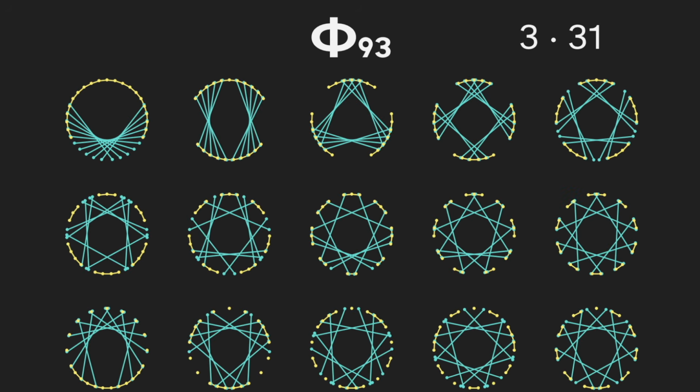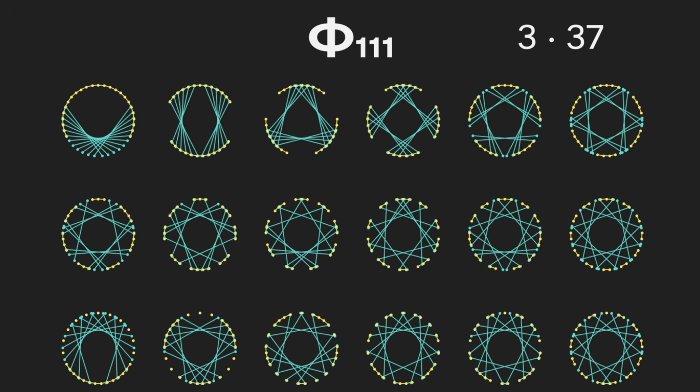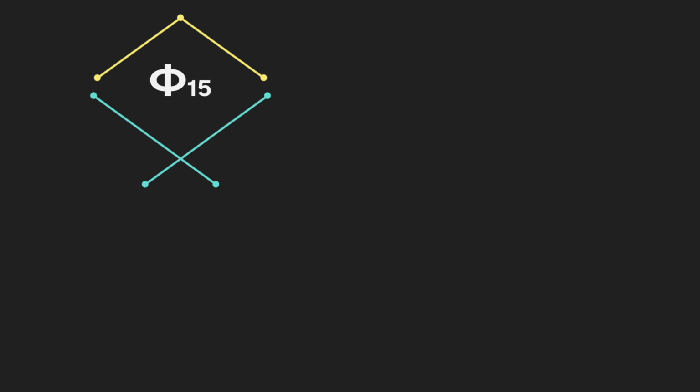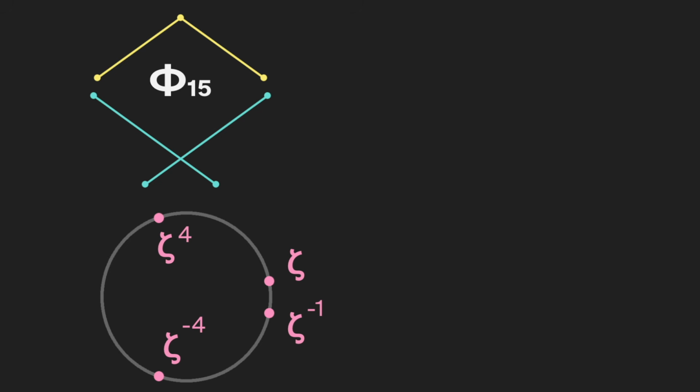And if we look at phi sub 93, we see a very similar shape produced by zeta. It creates this kind of U. And with phi sub 111, we also see a U being produced by zeta. Now let's jump back to phi sub 15, where this was our U shape. And this was generated by zeta, but also zeta to the fourth, zeta to the negative 4, and zeta to the negative 1. And visually, this is where those points are.